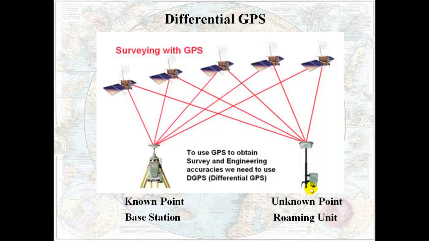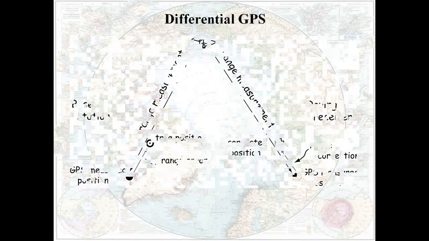So we're going to be able to get better accuracy by saying, well, we know where the base station is, and based upon the satellites, we can calculate what the receiver thinks the location of the base station is. There's going to be some error in that. And if we apply the same correction to our unknown point that we would apply to the known point, then we can get rid of some of the error between the two.